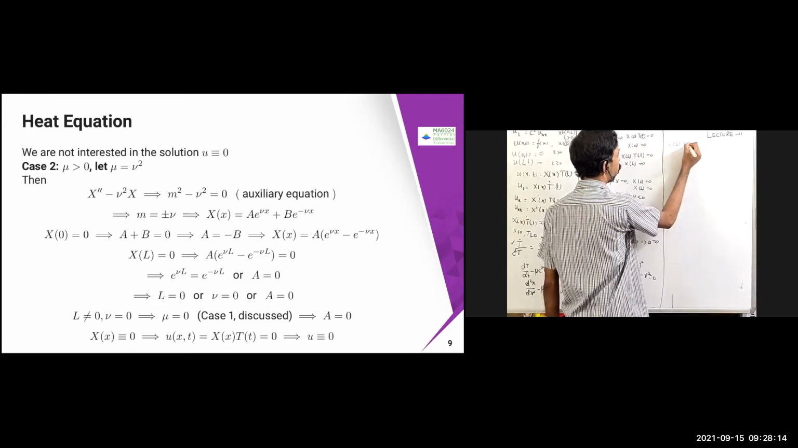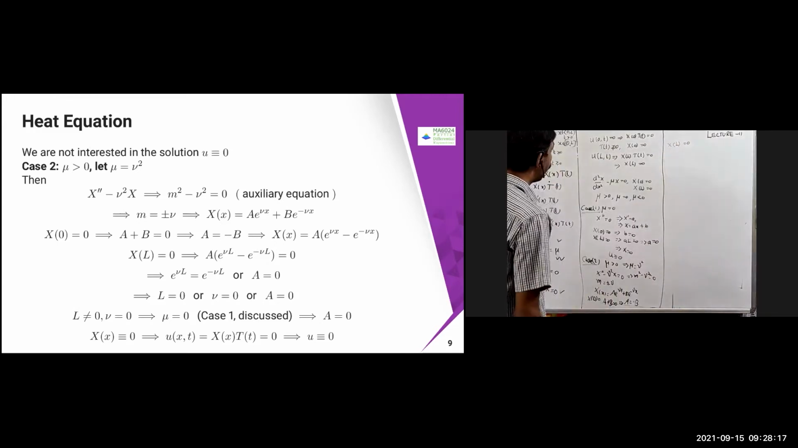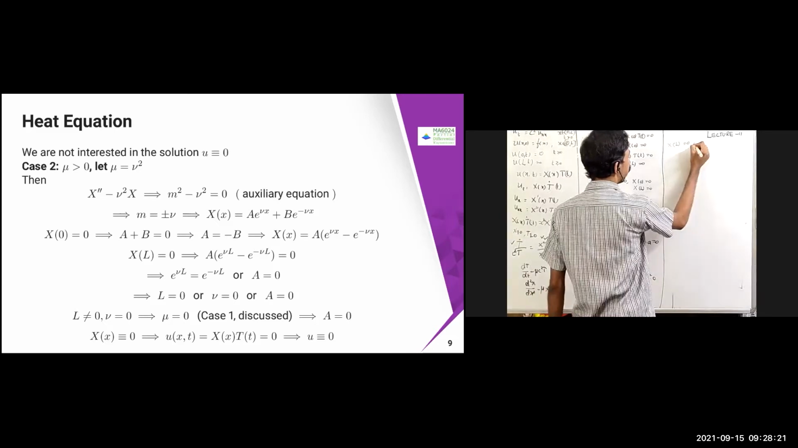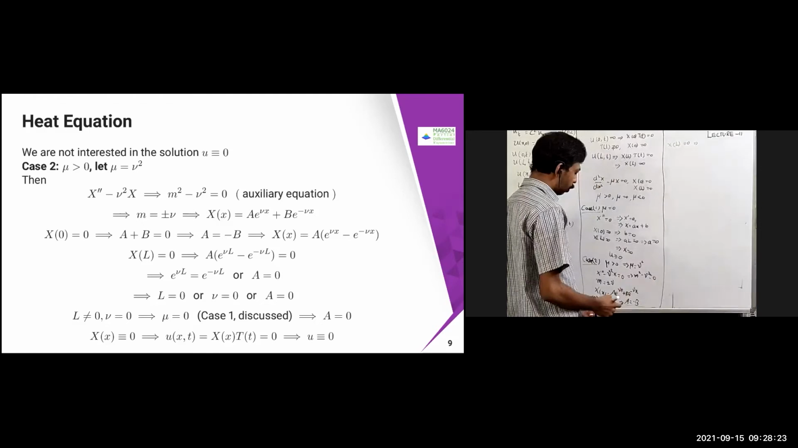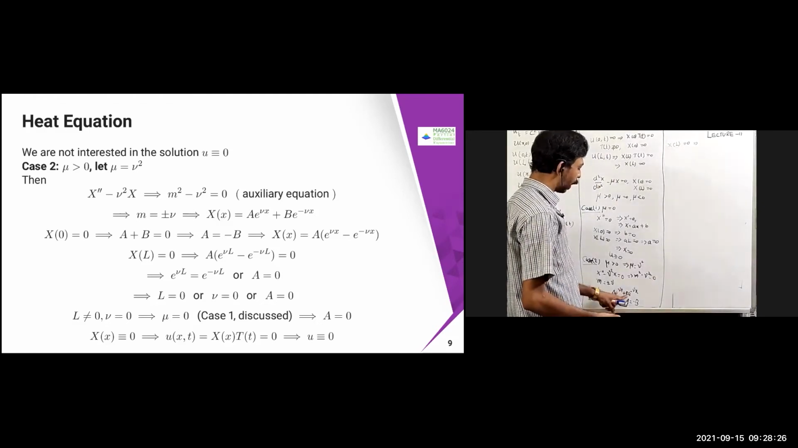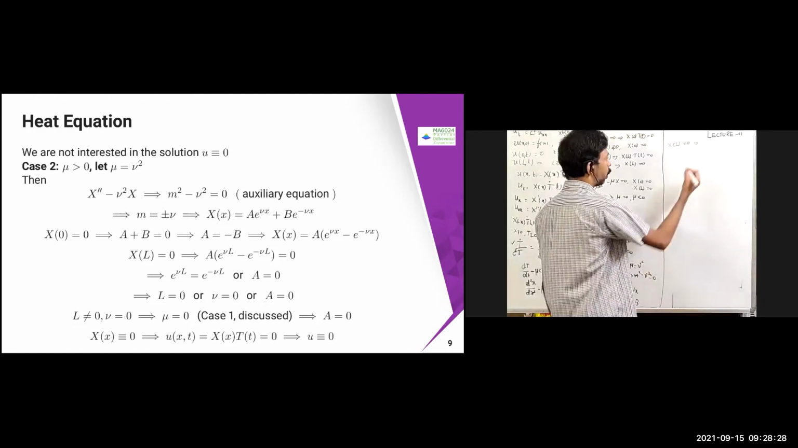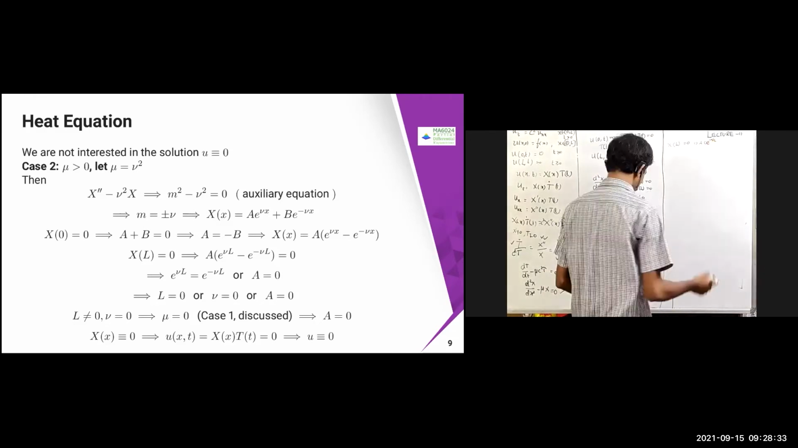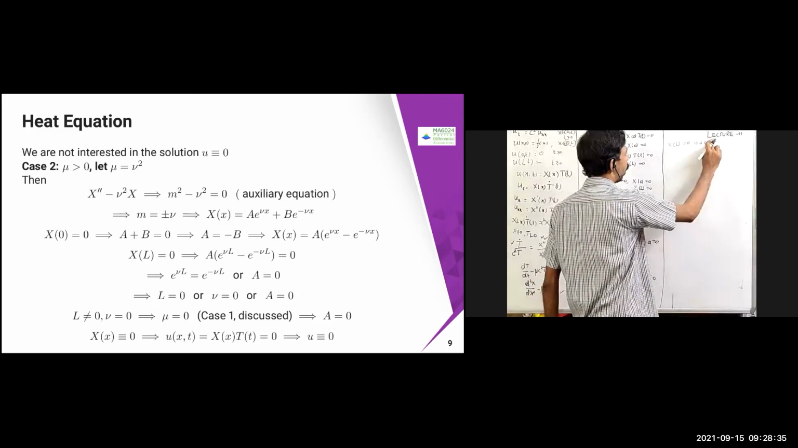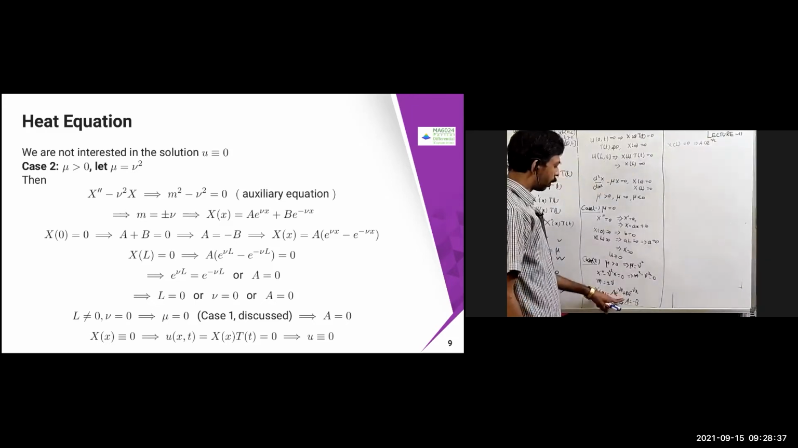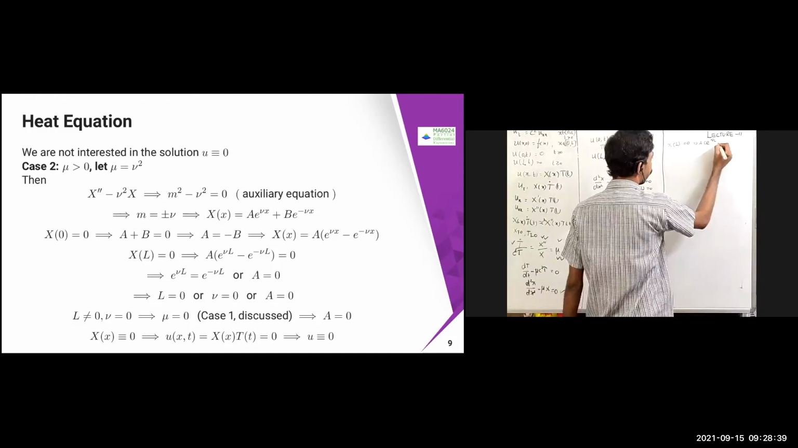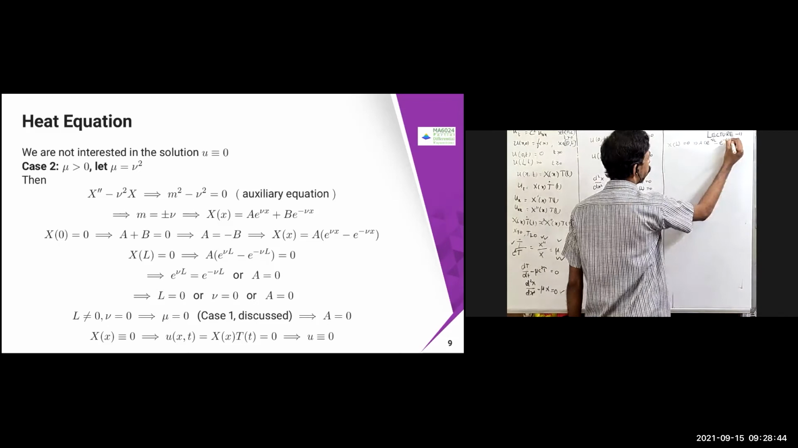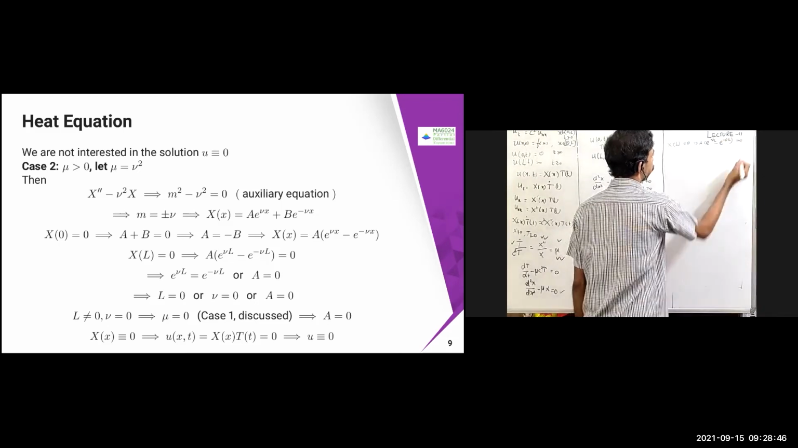X of L equal to 0 is going to come. So in this case, a equal to minus b, so I can put it as a e power nu x minus b e power minus nu x. This is going to become a e power nu L, and then b is equal to minus a, therefore minus a e power minus nu L. This is also equal to 0.